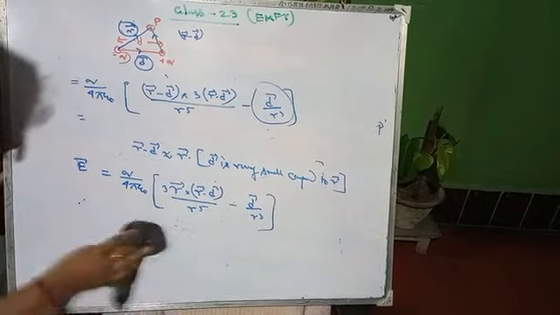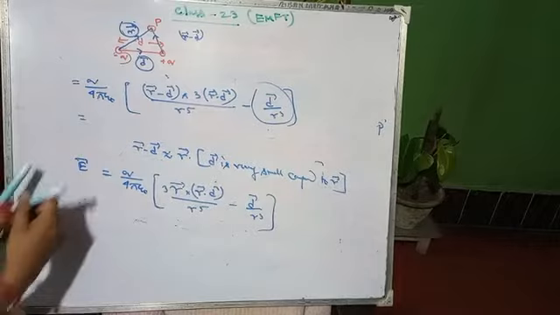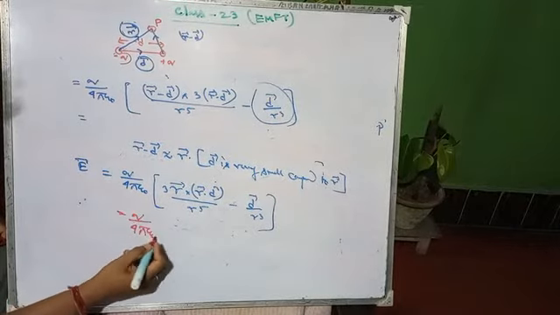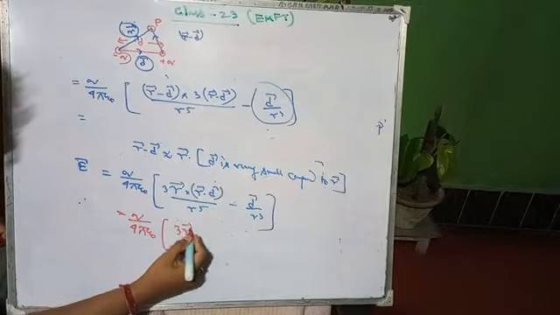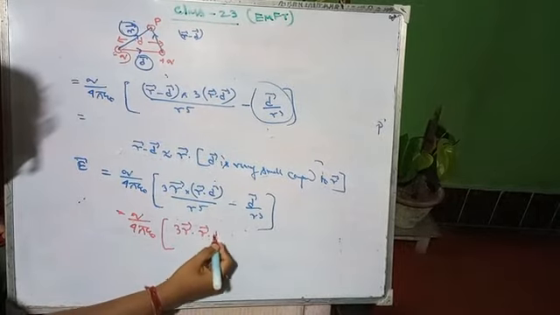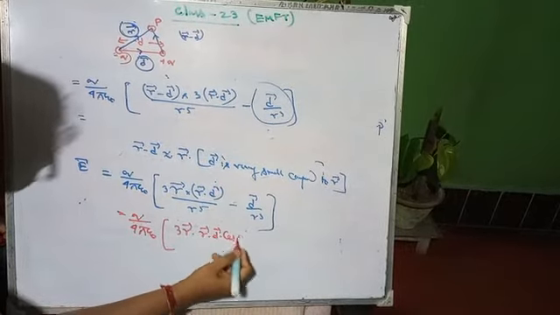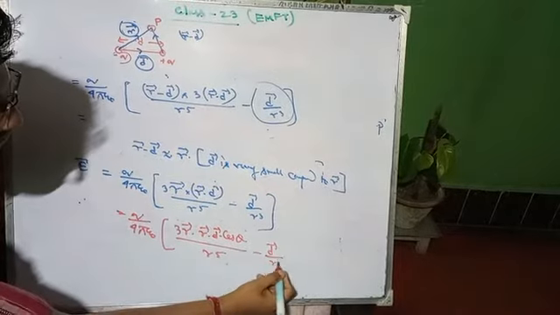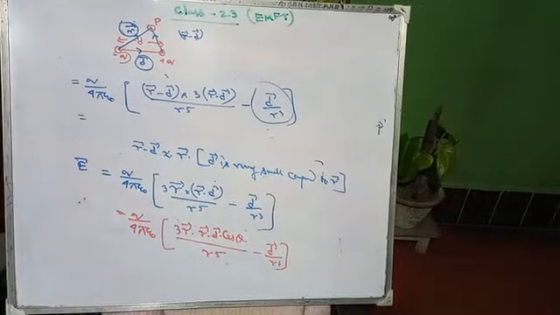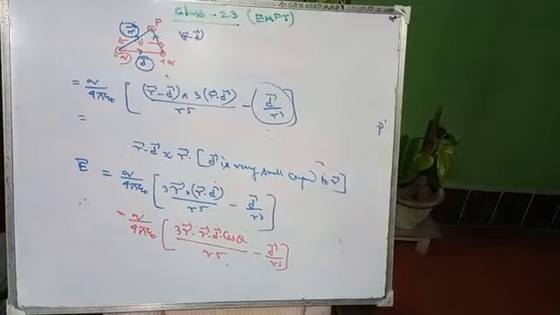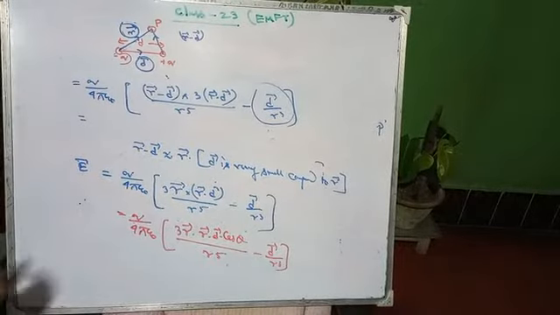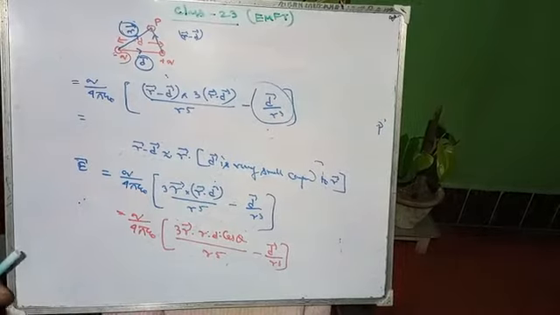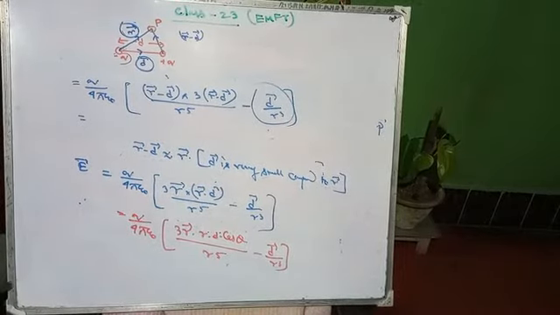So if we expand this dot product, it will result in 3 r vector (d vector · r vector) cos theta by r to the power 5 minus d vector by r cube. So r d cos theta. Actually, the dot product results in a scalar, so that's why we are ignoring the vector now.